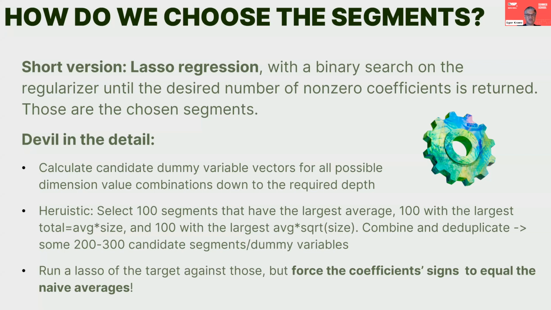And now we'll run a lasso on the target, and there is another trick we had to use, which is because it's simple linear regression, it's very easy to end up with non-intuitive results, where if segments partially overlap, then you can have a sign of the overlap which is very different from the sign you would expect to interpret. So one additional thing we do is we force the coefficient signs to equal the naive averages, so the interpretation is clear.